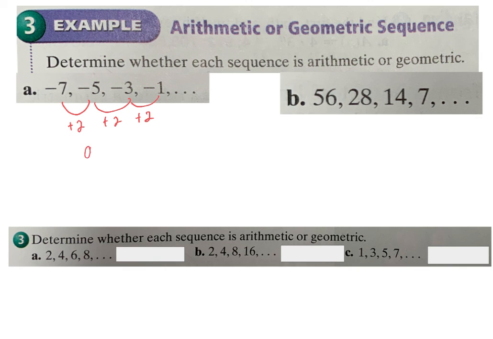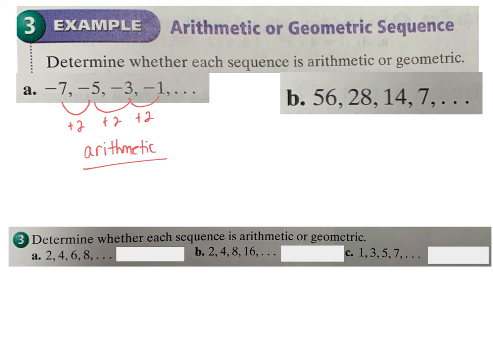Arithmetic is going to be adding a positive or a negative number. All right. And so I know if I have to add a positive or a negative number that I am doing an arithmetic sequence. And then if you look at the next one, if I were to try to add something, you'll see that I'm adding different numbers here.